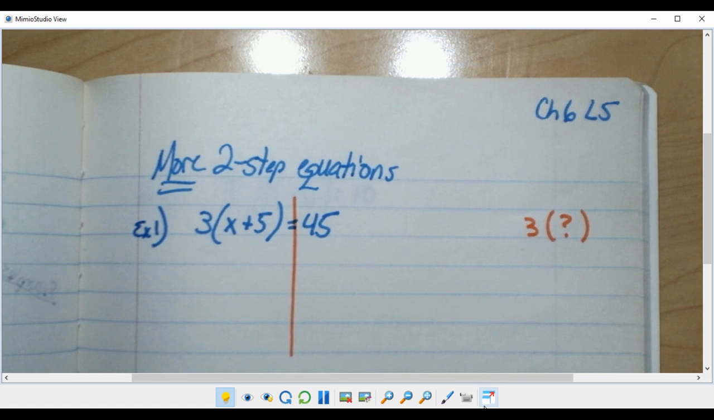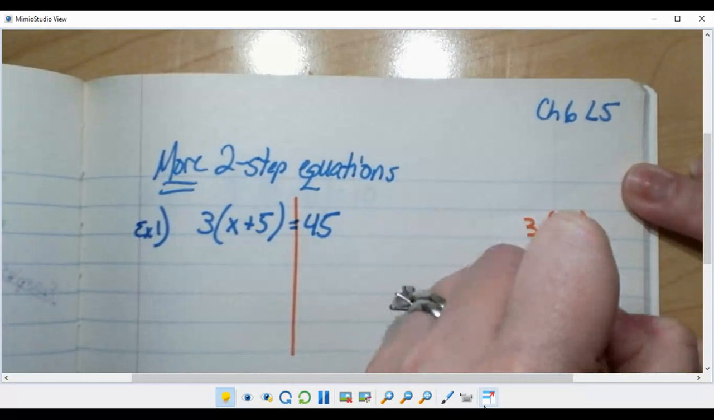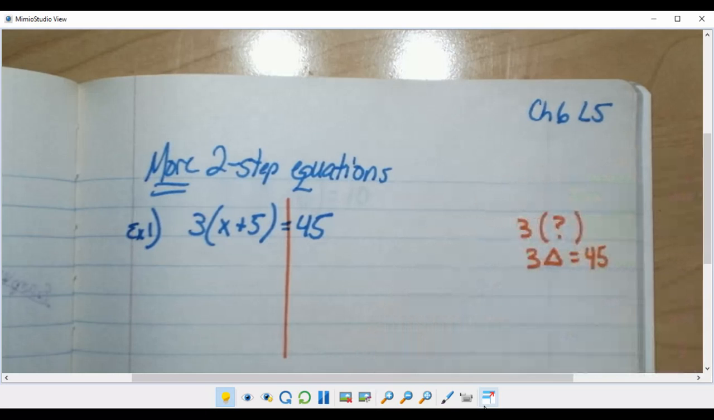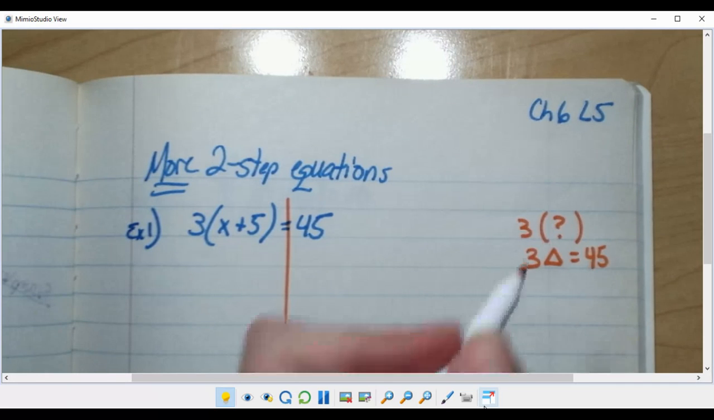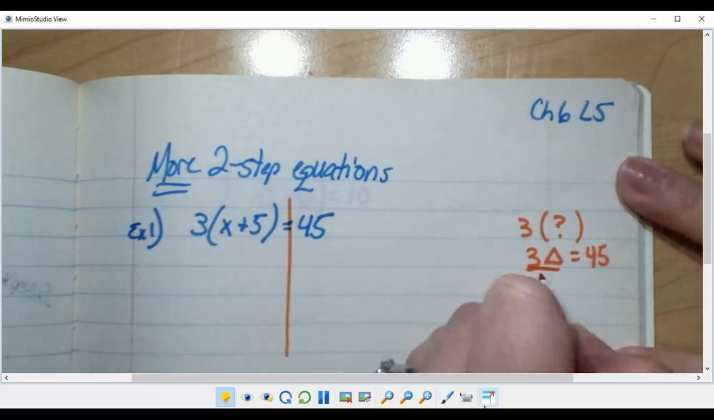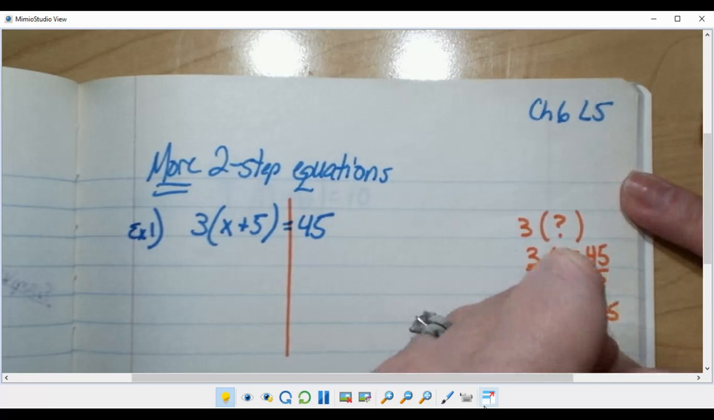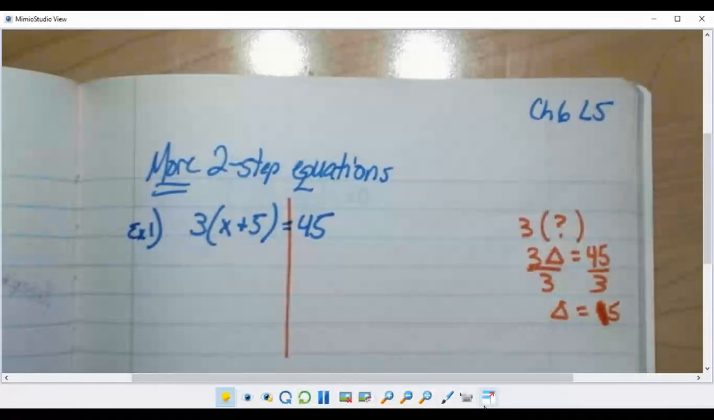It's 3 times a chunk of stuff. All right? Now, what happens if I replace that chunk of stuff with a variable? And you know a variable can be a letter or a symbol. So what happens if I do 3 times triangle equals 45? Think way back to when we first started studying equations a couple days ago. How would I get rid of that 3 to have just the triangle by itself? Well, I would divide, right? Because this is 3 times triangle. So we divide by 3 and divide by 3. Triangle must equal 15. Whatever that triangle is, 15.